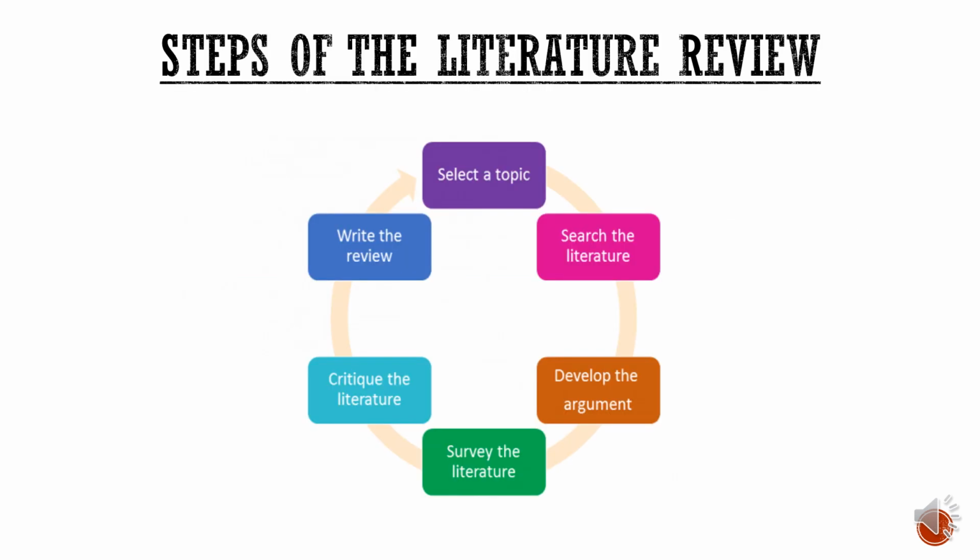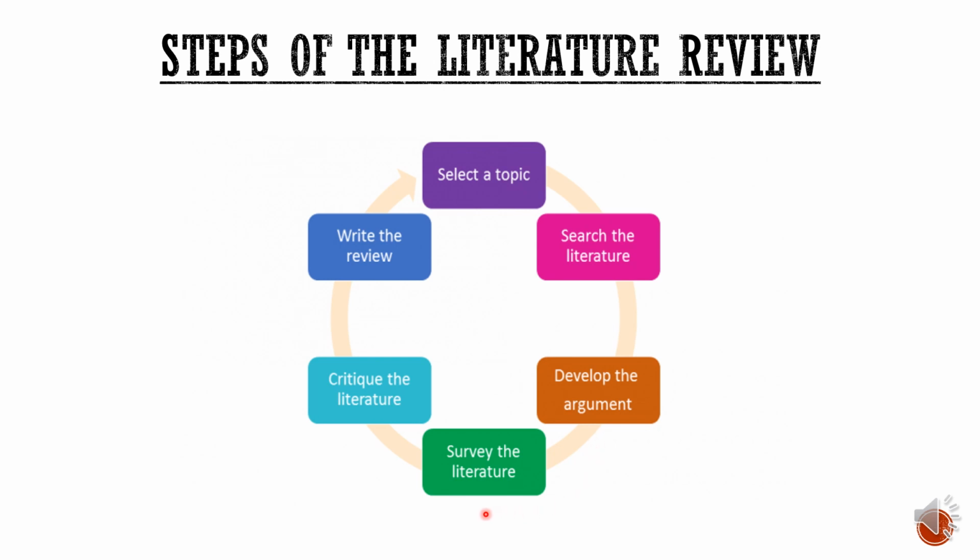The literature review is not a once-off process, but it contains 6 steps. Step 1 is to select a topic. This comes from an unanswered question and is driven by passion from the researcher. Step 2 is to search the literature. Here you formulate a research strategy using tools, for example, Google Scholar. Step 3 is to develop the argument. You identify why your study is needed and you use critical thinking skills.